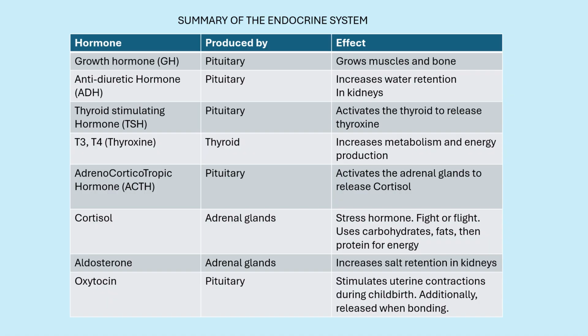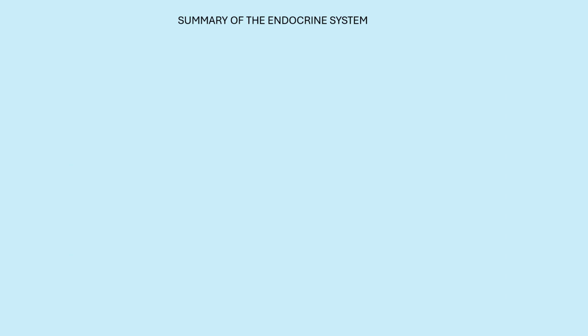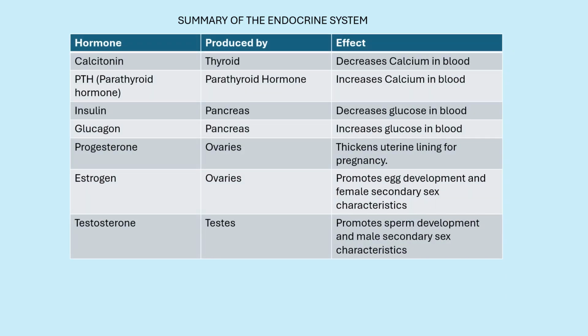So now that we've gone through all the hormones of the endocrine system, I made a little summary table, and feel free to screenshot and use this to study. We have growth hormone, antidiuretic hormone, everything that we've just reviewed. This is one of two parts, so I've turned off my face cam to not block any of the entries. And this is the second part of the table, which wraps up all the hormones.